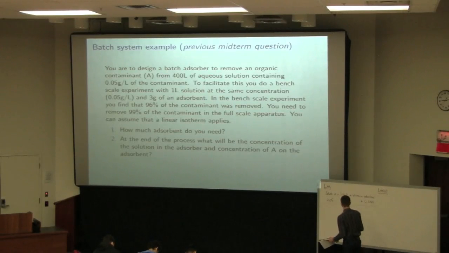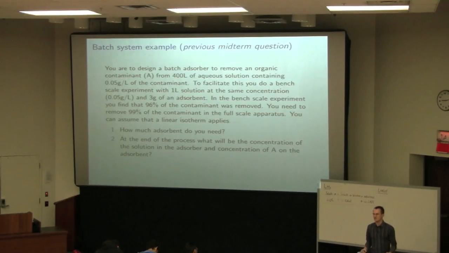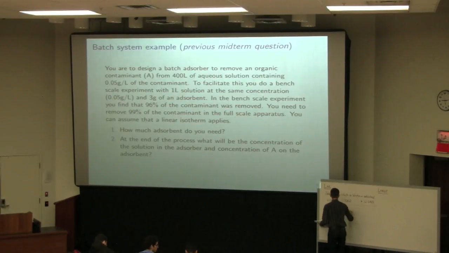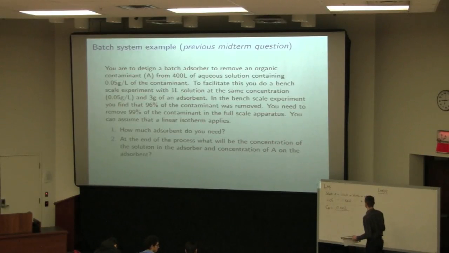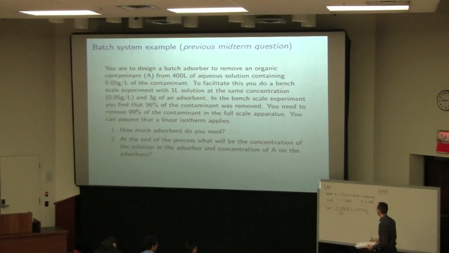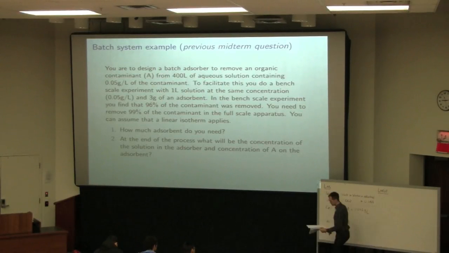That 0.002, what does that correspond to? Which symbol does that correspond to? CA, and then the amount adsorbed is CAS. So what we can say then is, in the lab system, 0.002 is CA. CA's units are grams per liter, so it's the mass of solute divided by the volume of solution. So in this case, it's 0.002 grams divided by 1 liter. And then CAS is the amount adsorbed that corresponds to 0.048 grams divided by 3 grams of adsorbent.